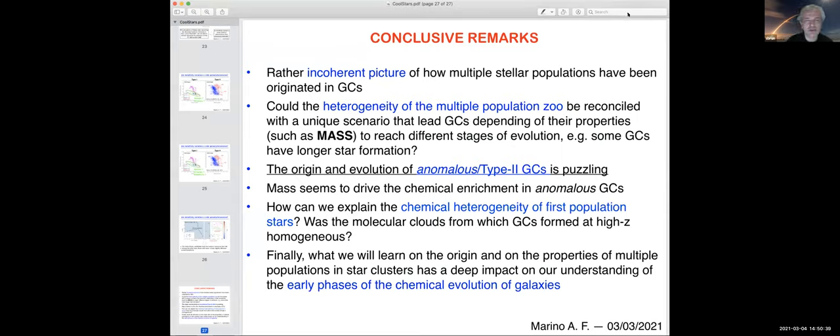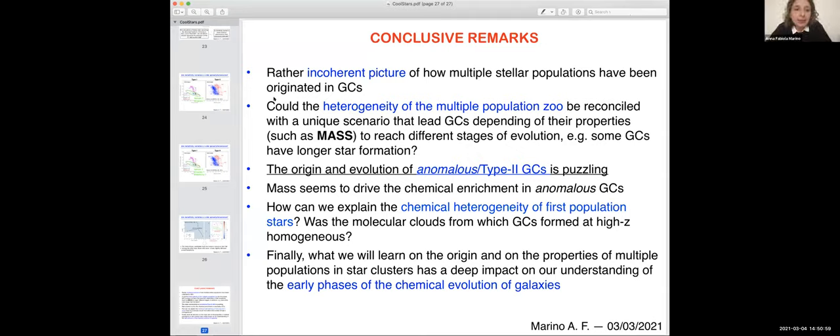I have a question about the binarity that you mentioned. I wanted to know if you have evidence that there are more binaries in globular clusters than in open clusters or in more general halo stars.